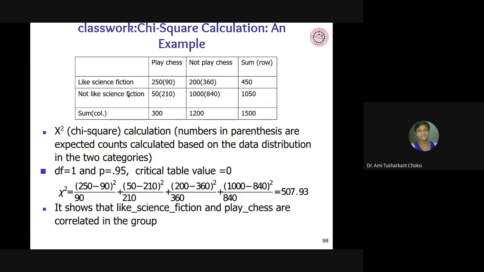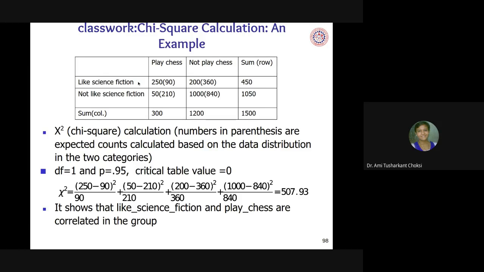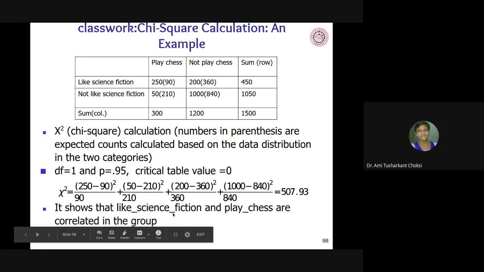So like science fiction and not like science fiction, do we have any relation or not? These are the things given for play chess and not play chess. So what we are finding is it shows that like science fiction and play chess are related groups. How can we say that? See, for that, what we need to consider is chi square we need to find.